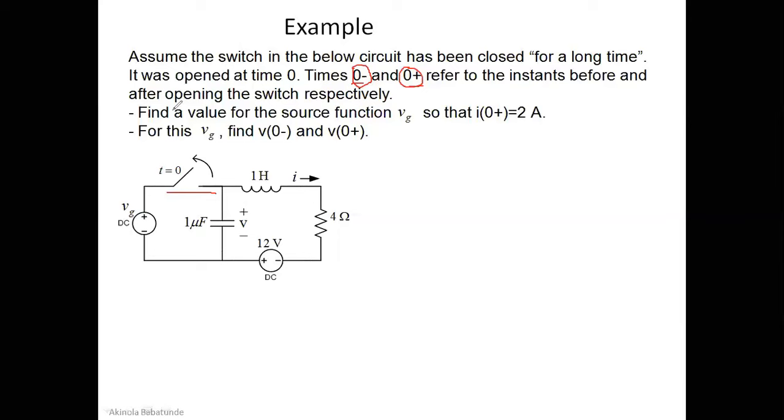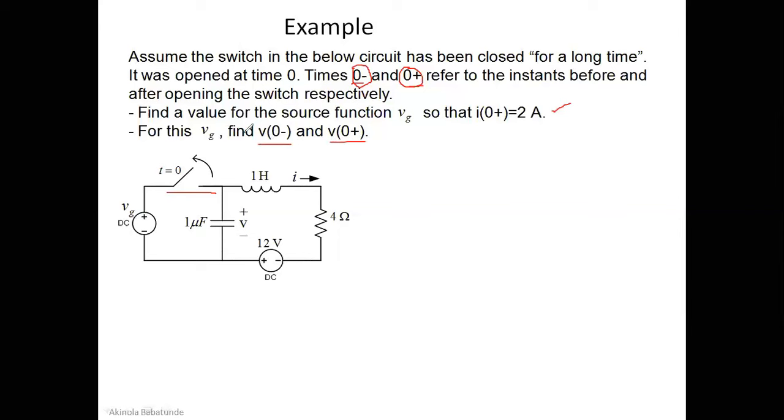The question then says find a value for the source function Vg. Okay, so the source function Vg, we are looking for that voltage so that I of 0 plus will be equal to 2 amperes. Once we find the value for the source function Vg for I of 0 plus equal to 2 amperes, then for this Vg that you have obtained in this first part, find V of 0 minus and V of 0 plus. Okay, so find V just before the switch is opened and then V after the switch is opened. So that's what they're talking about.